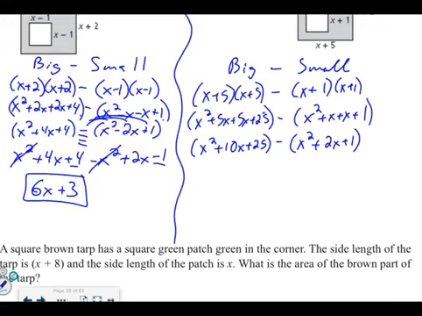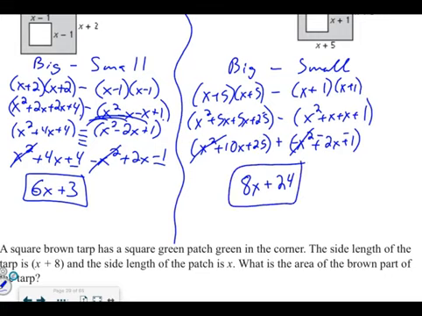Now I'm going to distribute the negative, so basically what's going to happen is all my signs are going to switch. So x squareds are gone. 10 minus 2 would give me 8x, and then 25 minus 1 would give me positive 24. So 8x plus 24 is what we should have for our answer.